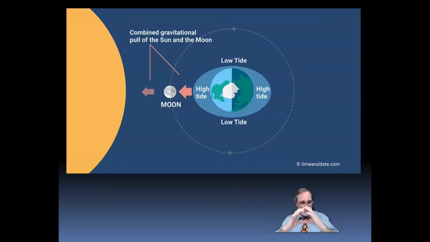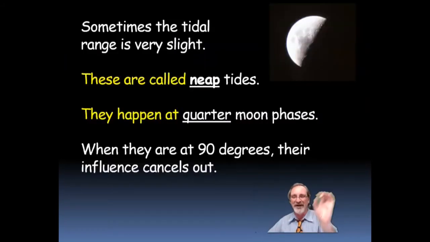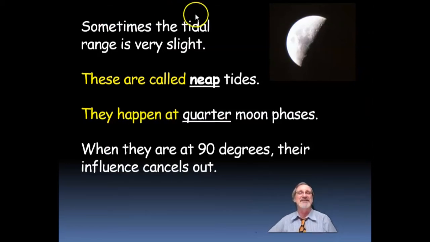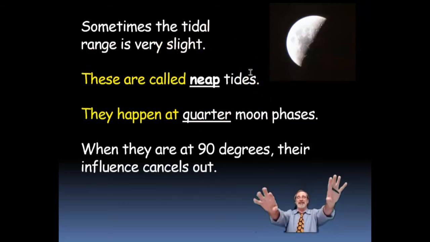Let's say that the sun is over here and the moon is up here because the moon's going around, right? That is called a neap tide. Spring tides I remember because they're like spring, spring, boing, boing. Neap tides I always remember because it sounds sort of small. It's like neep, neep, neep. I don't know. It just sounds like a small little sound, right? Sometimes the tidal range is very slight. These are called neap tides. Neap, N-E-A-P, neap. Go ahead and say neap.